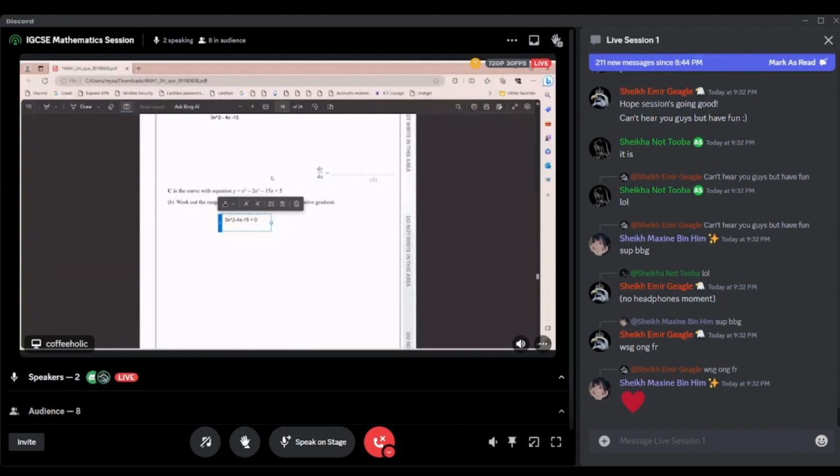So you'd do 3x squared minus 9x plus 5x minus 15 is less than zero. And then to factorize that, you put the brackets, and inside the brackets 3x plus 5.